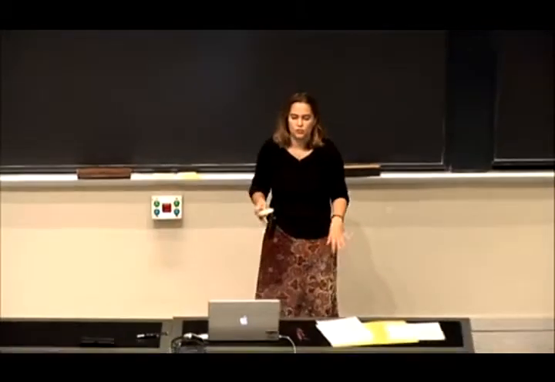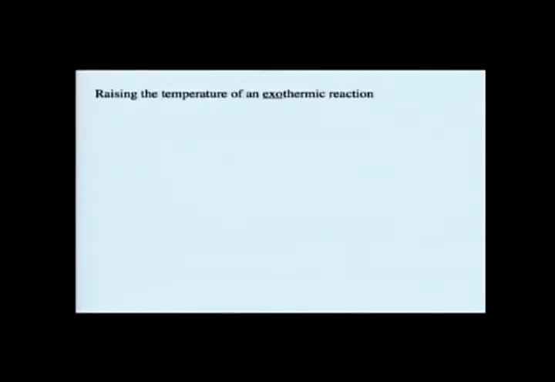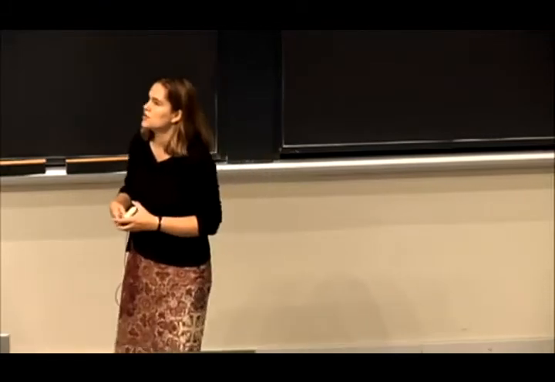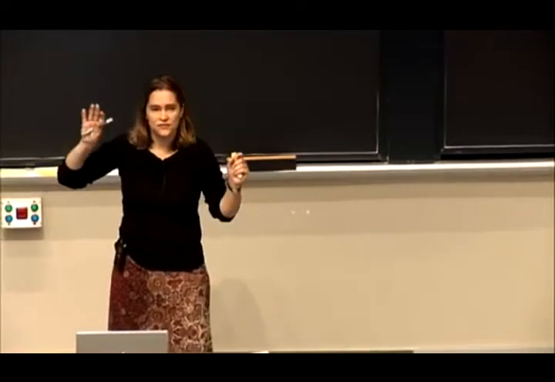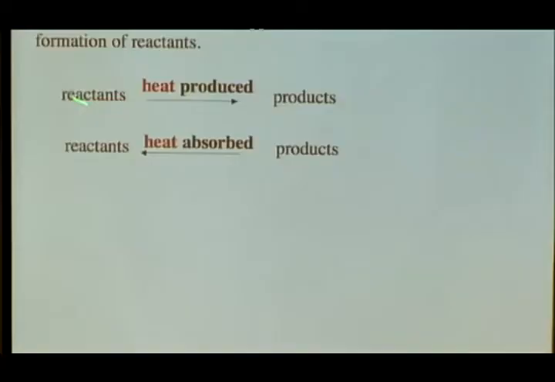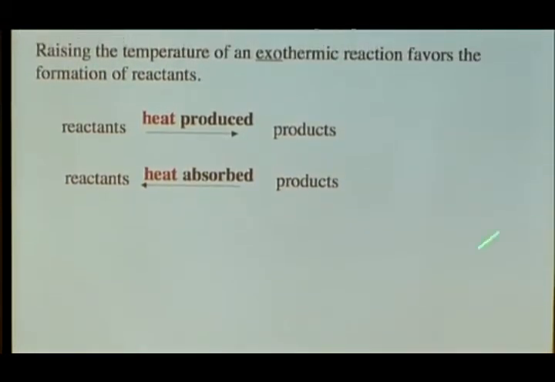So let's think about raising the temperature of an exothermic reaction. So what's going to happen here? Raising the temperature of an exothermic reaction favors the formation of reactants, which is a shift toward reactants. Well, why would this be true? You can think about this very simplistically: in an exothermic reaction, you're going to be producing heat in the forward direction and absorbing heat in the reverse direction.